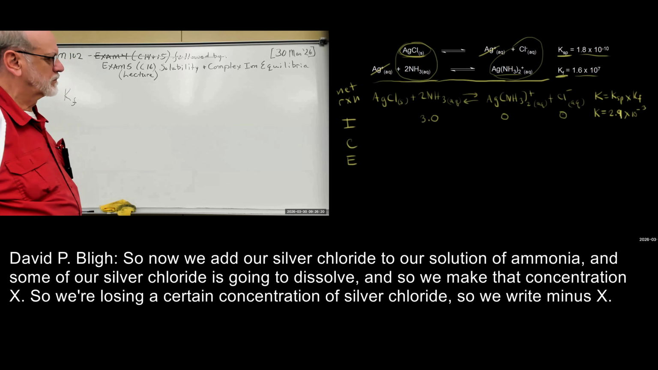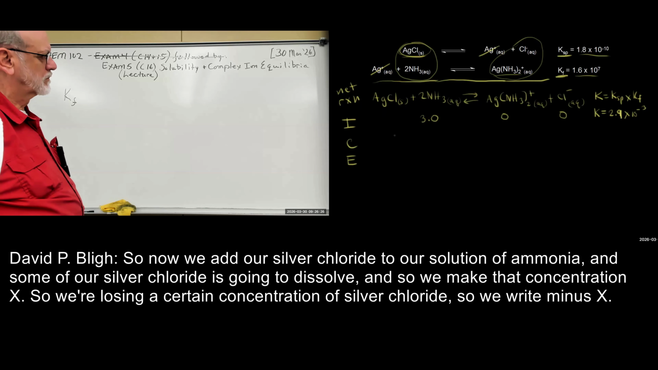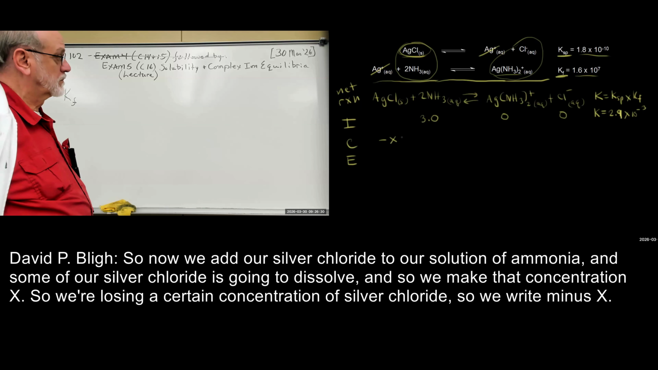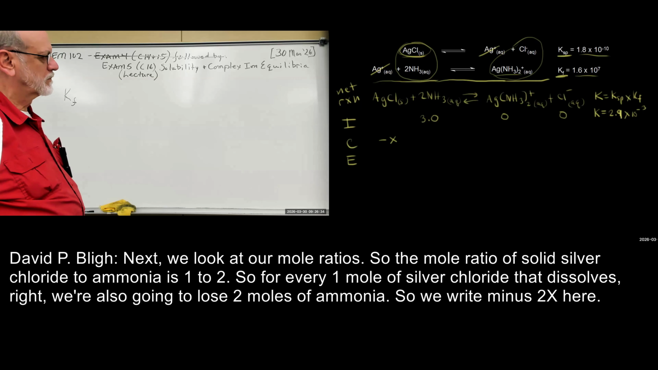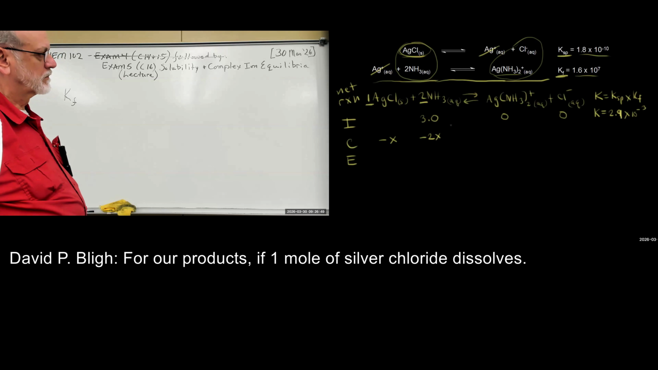So now we add our silver chloride to our solution of ammonia, and some of our silver chloride is going to dissolve, and so we make that concentration X. So we're losing a certain concentration of silver chloride, so we write minus X. Next, we look at our mole ratios. So the mole ratio of solid silver chloride to ammonia is 1 to 2. So for every 1 mole of silver chloride that dissolves, right, we're also going to lose 2 moles of ammonia. So we write minus 2x here.